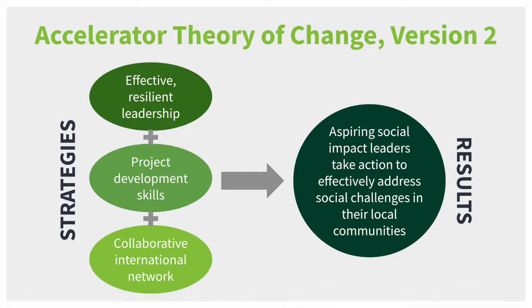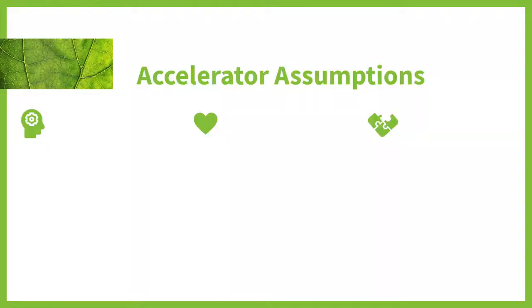Teams will be connected and supported through the first and third strategies of building teams and having a support network, and they will be enabled to create change by learning specific skills. Here we can see the logic, and it makes more sense that our strategies will get us to our desired results. Now that we've reviewed results and strategies, let's take a minute to think about the assumptions we might be making with the accelerator program.